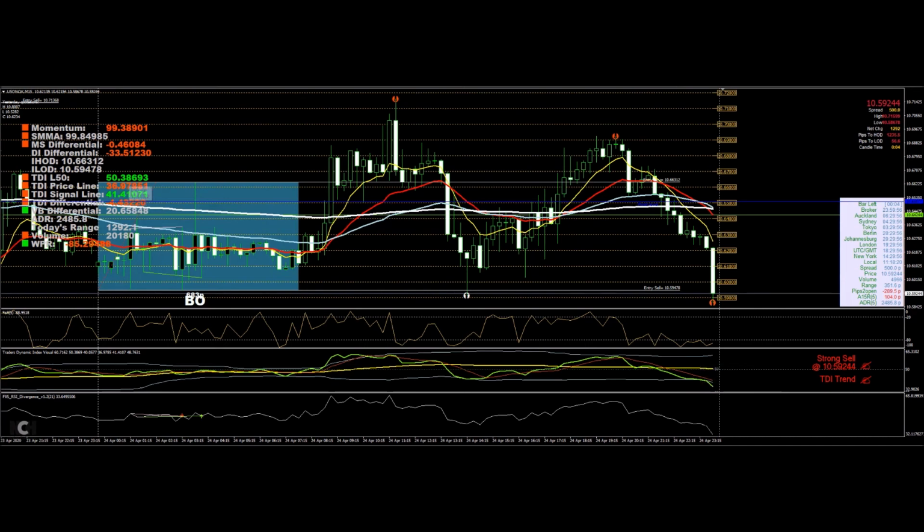For this one, when the numbers are in green, it means that the L50 is above 50. If it's red, it means the L50 is below 50. For the price line, the green line, if it's below the red line, then it's going to be in red. If it's above the red line, then it's going to be green. For the signal line, basically, if it's above the green line, you're going to see that in green. Or if it's below the green line, like right here, you're going to see it in red. So that's what those numbers represent there.